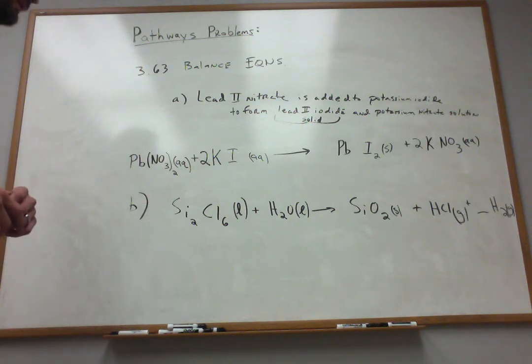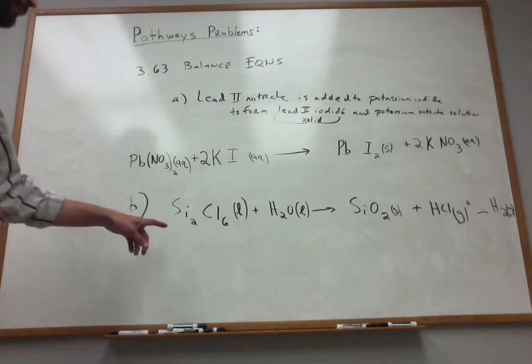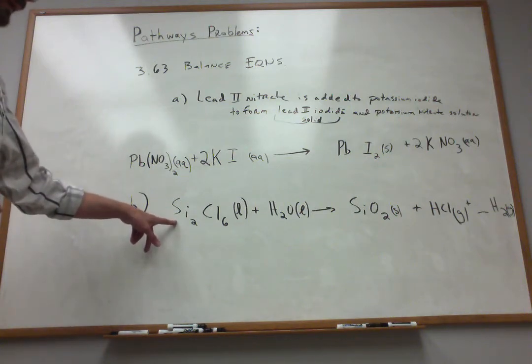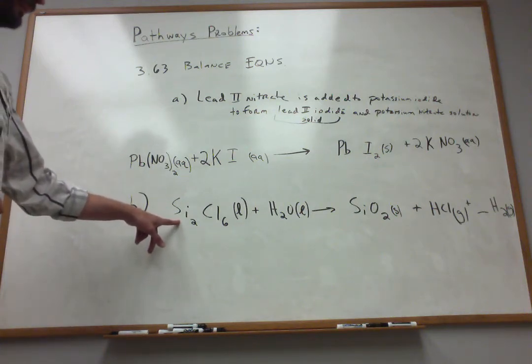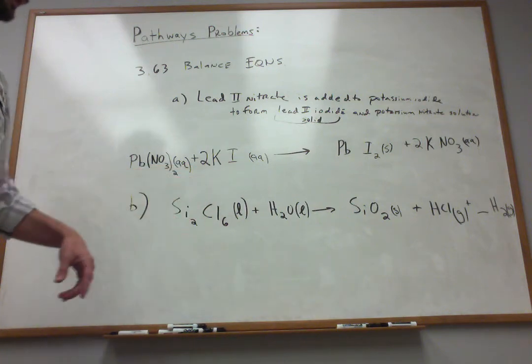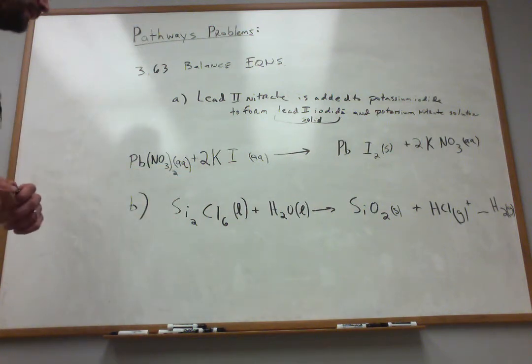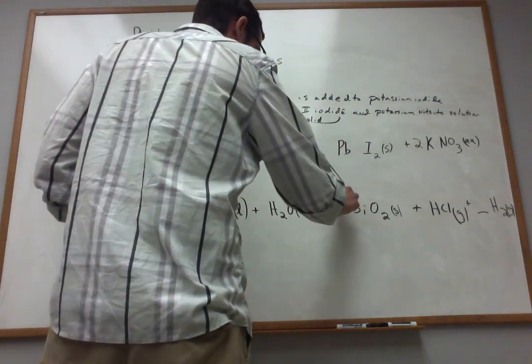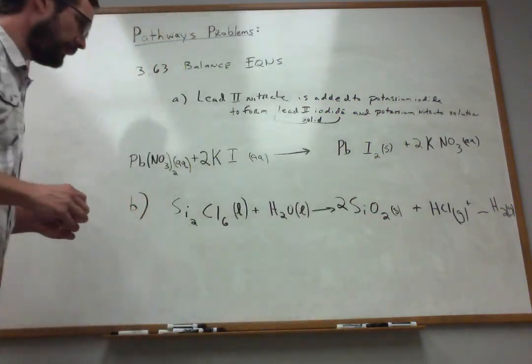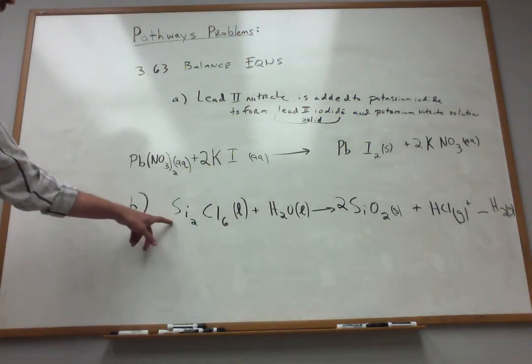I've written out the equation. We now need to balance this. What jumps out at you right away? Well, what silicon does for me. I've got one source of silicon, one place to put it on the right. So I'm thinking maybe I need to put a 2 right here to bring the silicon into balance.